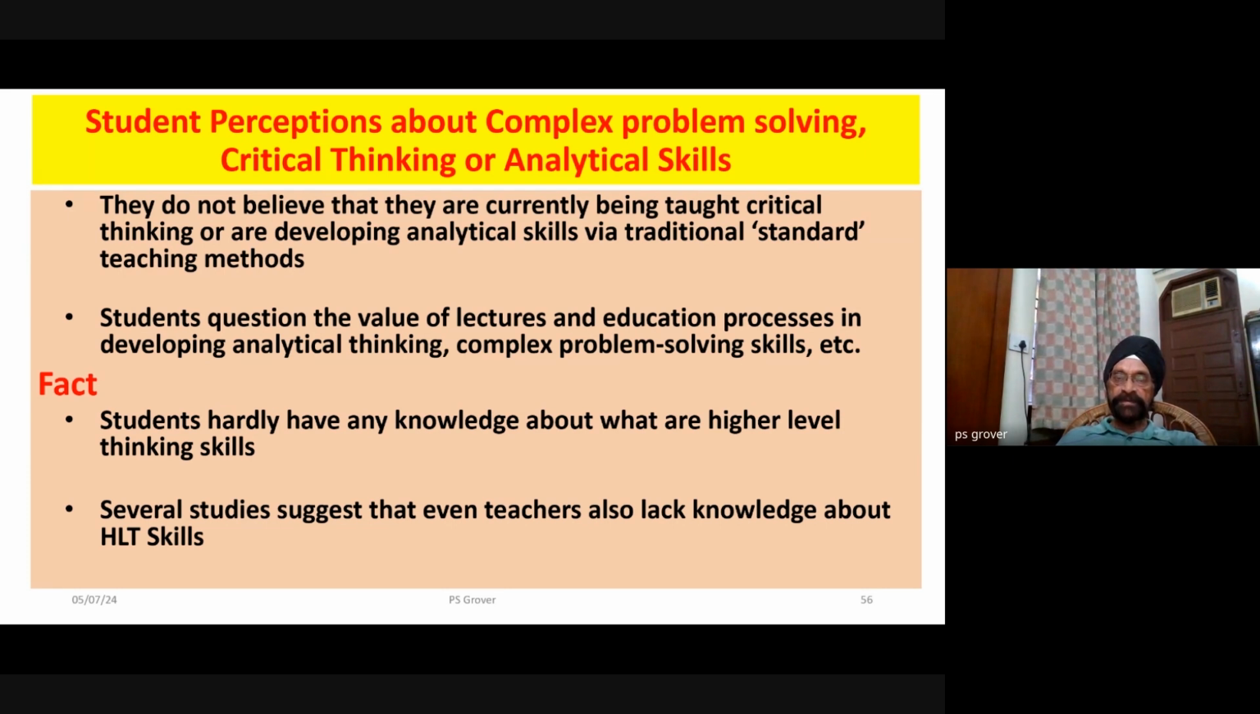Now, when it comes to assessment, remember, a student learns more when he knows the assessment is a relevant assessment. What does relevant assessment mean? Suppose you want to assess the critical thinking of the student.